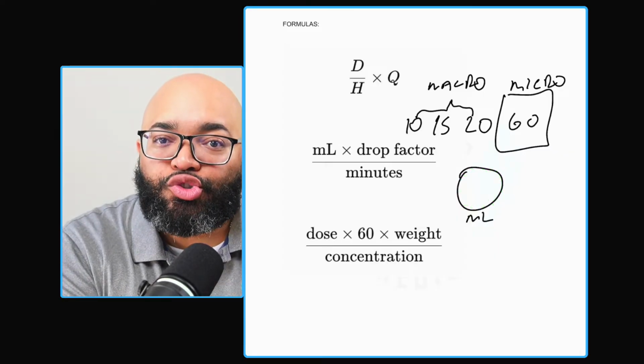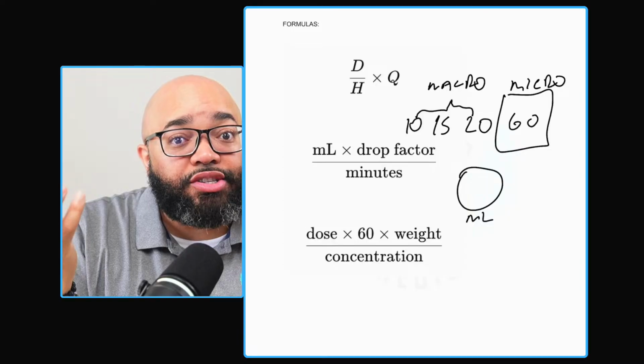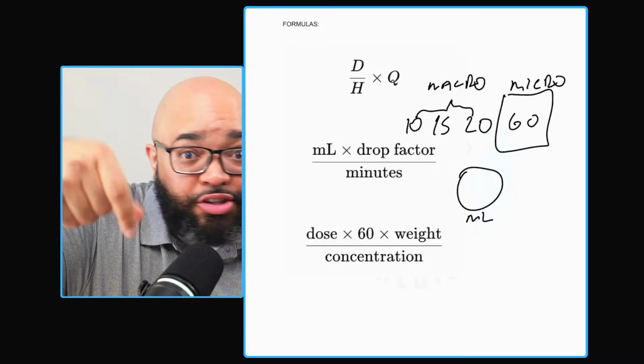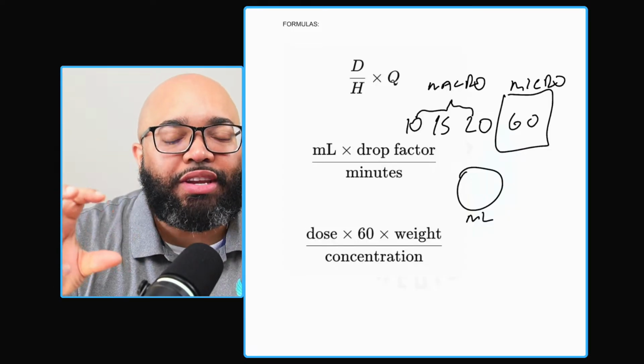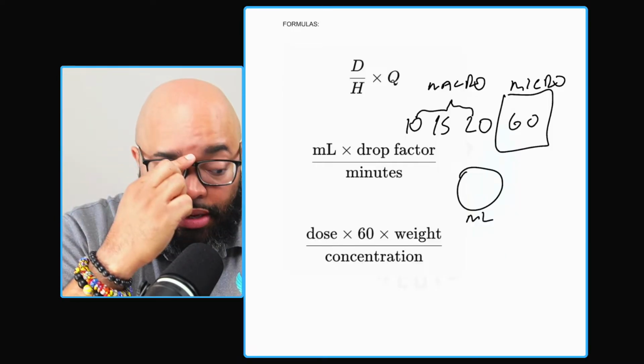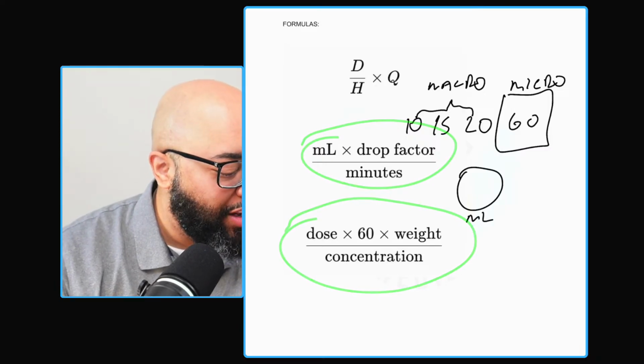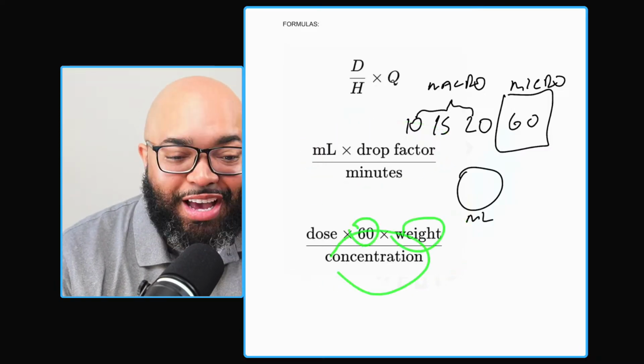So depending on your drip set, it changes the size of the drops. Well, that makes a difference. Sometimes you need those drops to flow very quickly, especially if you need to give a lot of fluids. Other times you need to give a very precise dose. We talked about that last week. We also gave you this other formula: dose times 60 over weight times concentration.